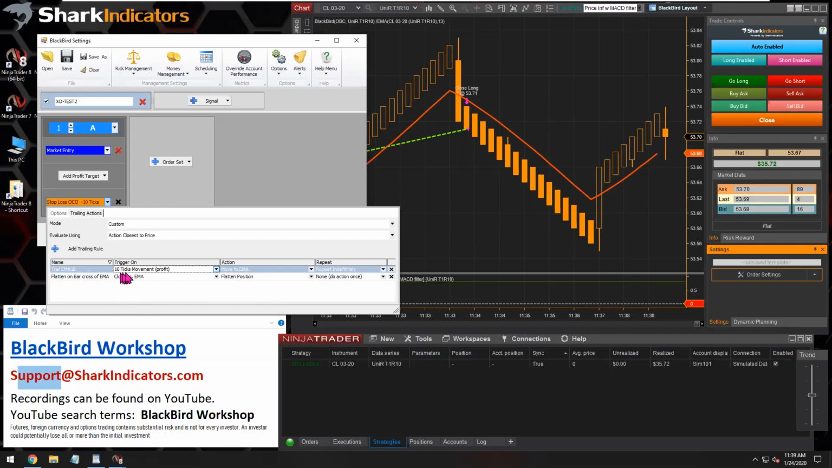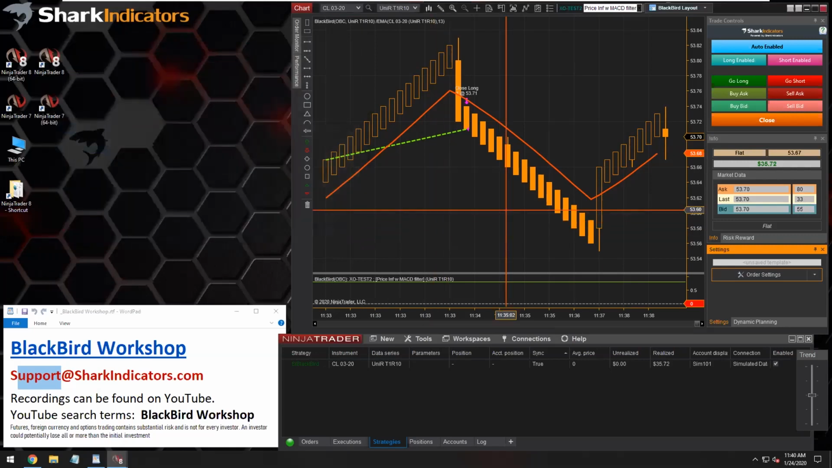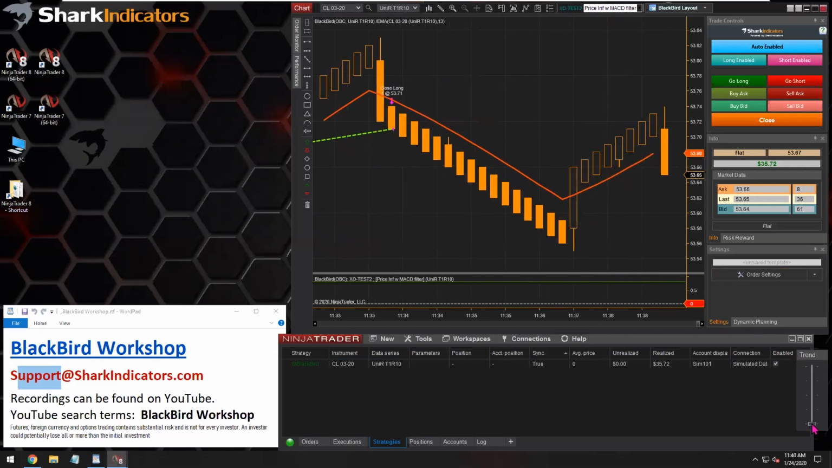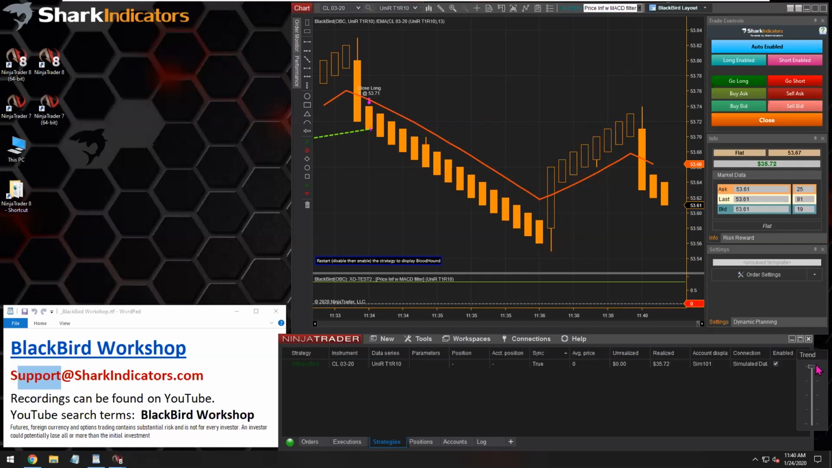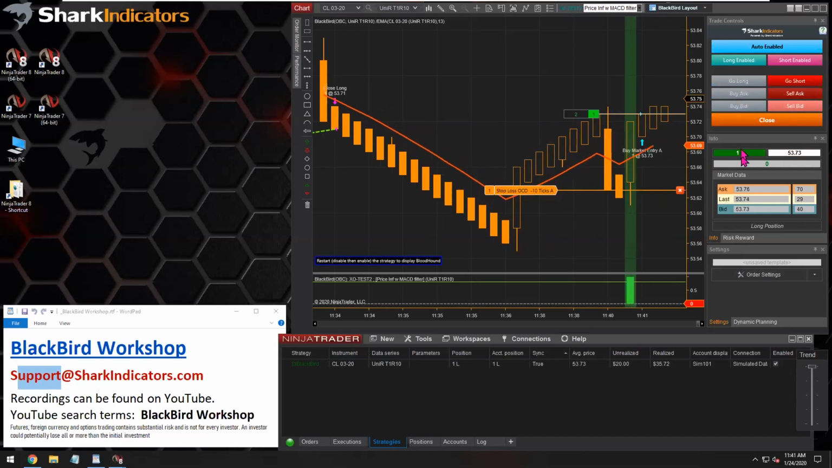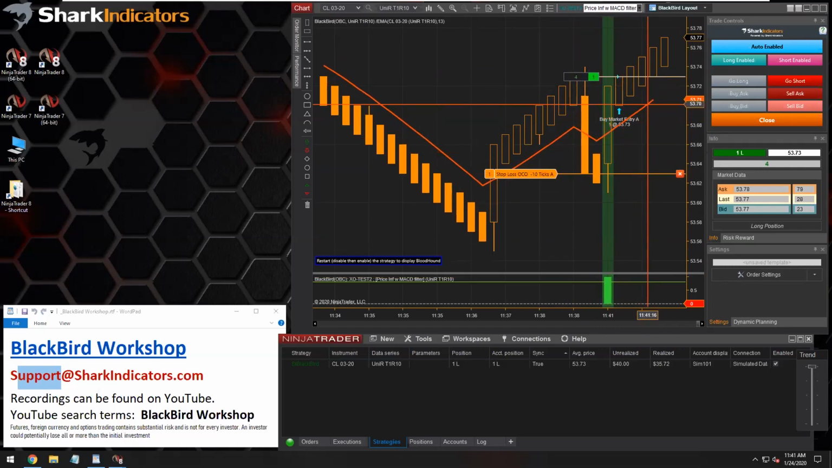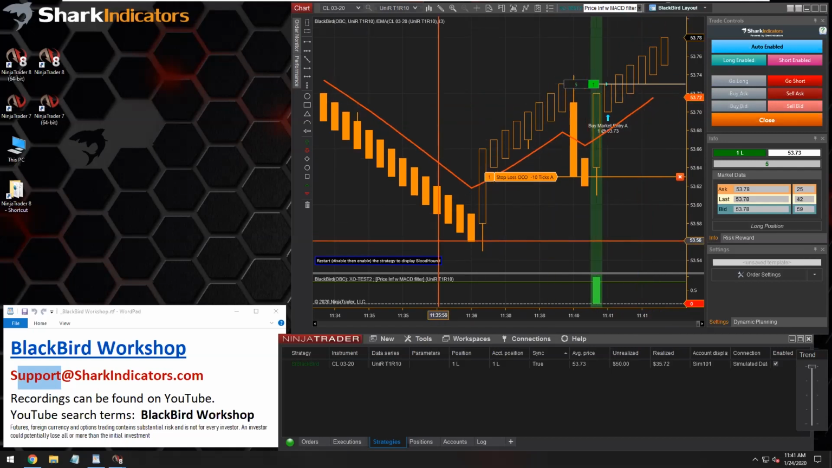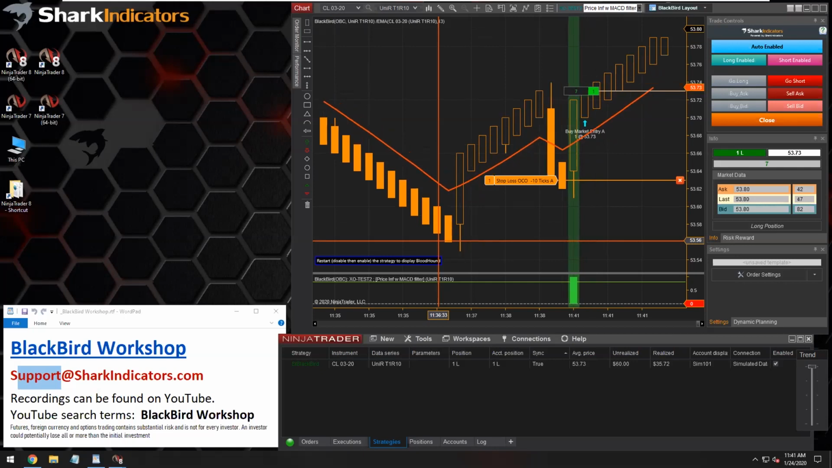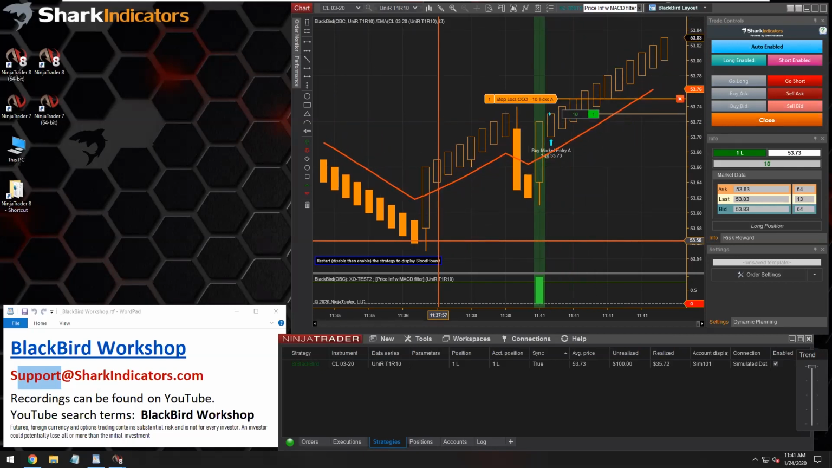So if we want to wait for the market to move 10 ticks in a profitable direction, there we go, we just add that trigger to it. All right, let's take this for a little test drive and see if we get a short signal here. No, let's move the market back up. There we go. As soon as we get 10 ticks of profit, our stop loss will start trailing that EMA.